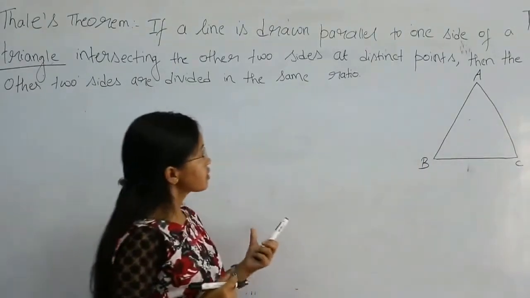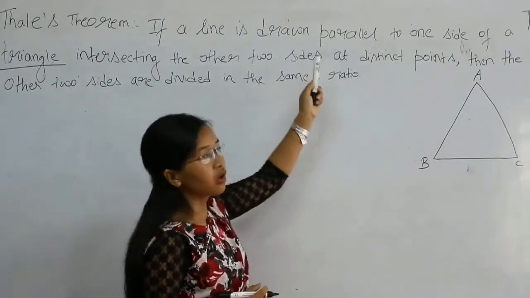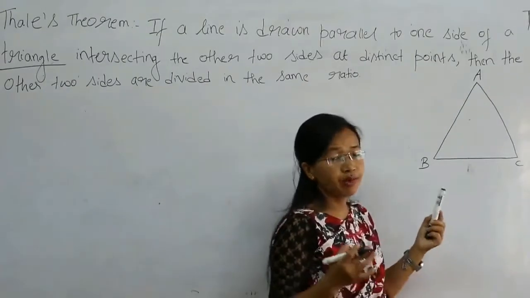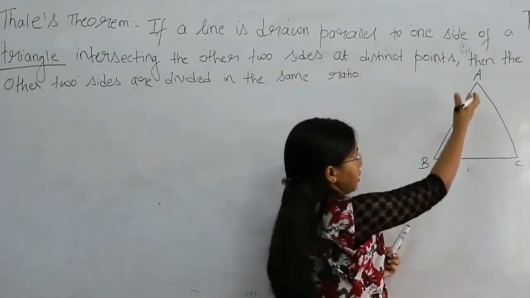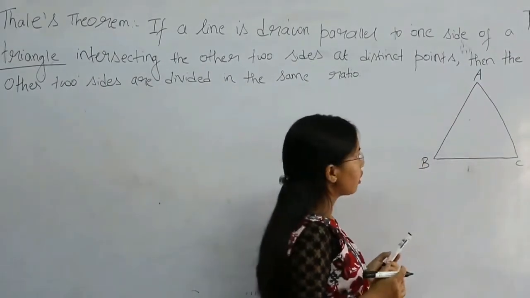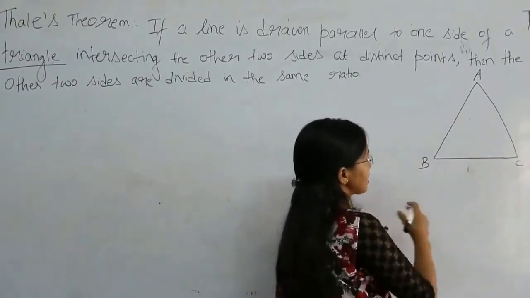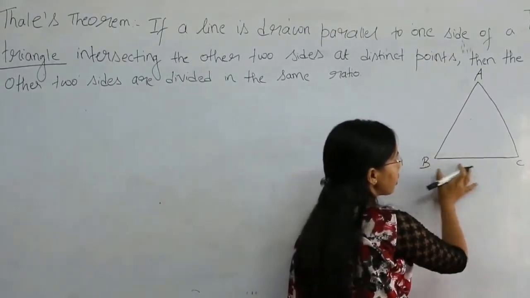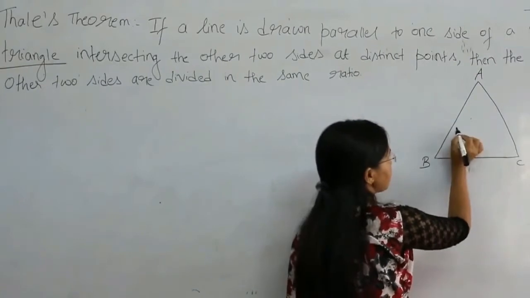So what happens to this triangle? A line is drawn parallel to one side. You can draw parallel to any side, alright? Either alongside AB, BC or AC. You will draw one line parallel to one side. So let us take it along the side BC. We draw a line parallel along this side. So we'll draw a line.